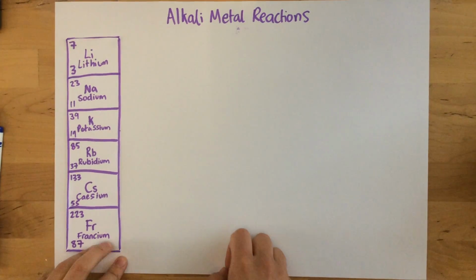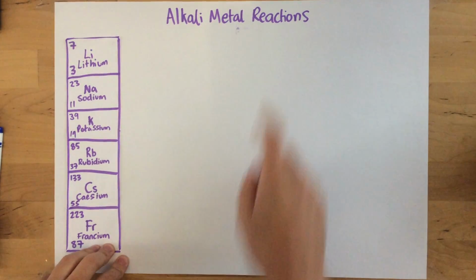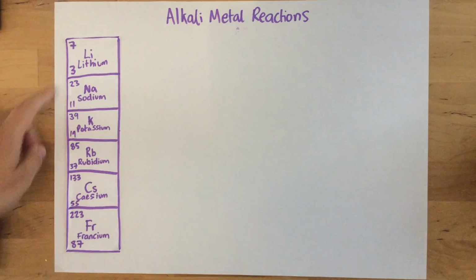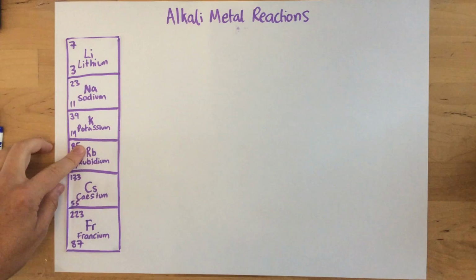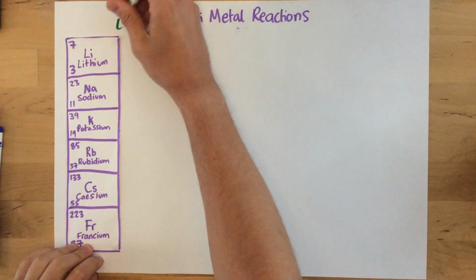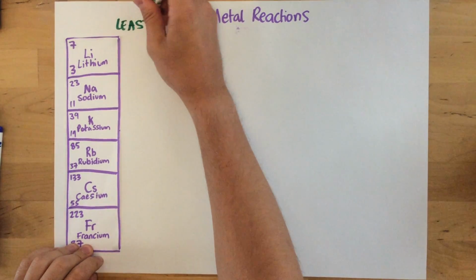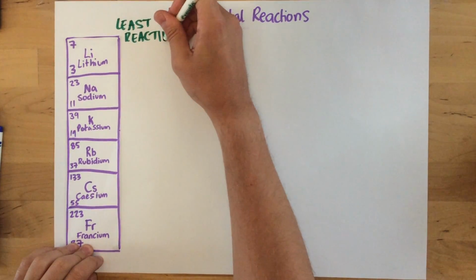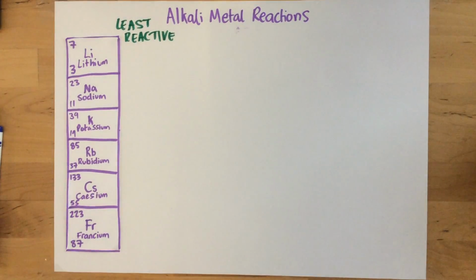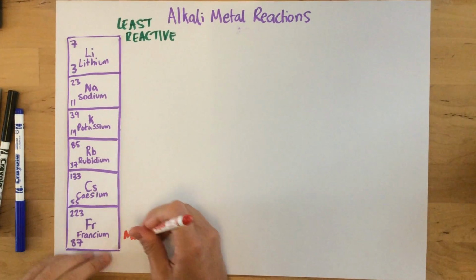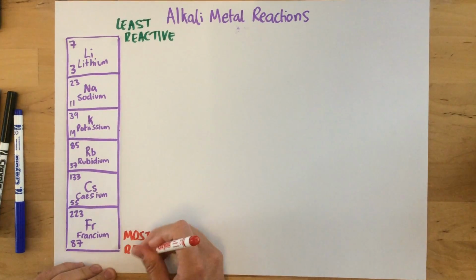Okay, today I'm going to talk to you about alkali metal reactions. So alkali metals are in group 1 of the periodic table. They are lithium, sodium, potassium, rubidium, cesium and francium. There's a pattern as you go down the table in terms of reactivity. At the very top, lithium is the least reactive, and the further you go down group 1, the more and more reactive you get until you get to the bottom, where you have francium, which is the most reactive.